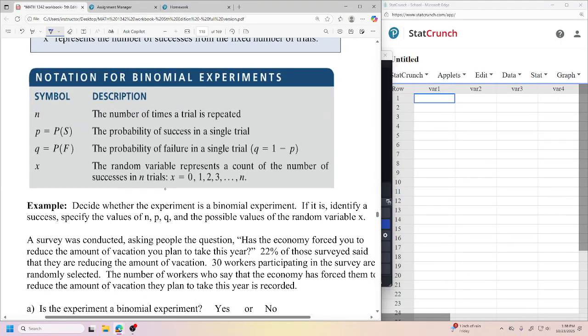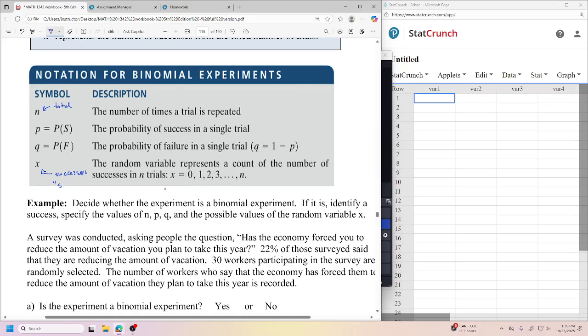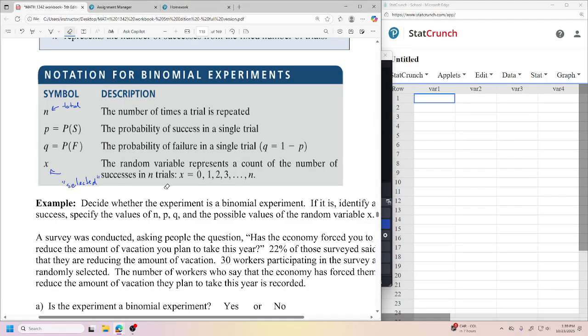Let me just go ahead and give you the short version. This n is going to be your total, and your x is going to be your successes, what I used to call your selected. I would have called it selected if we were doing probability and stuff like that, but we're going to call it successes specifically in this section.